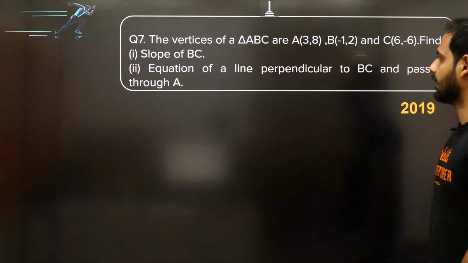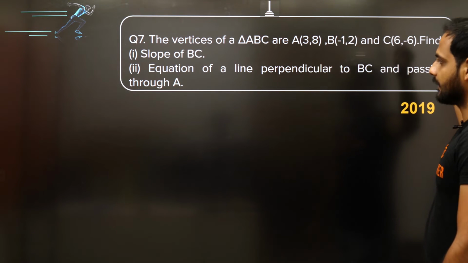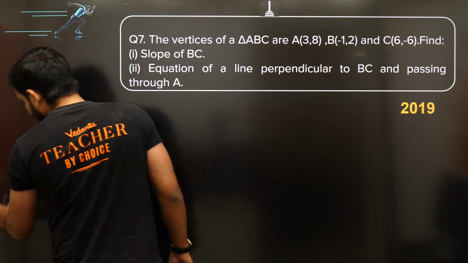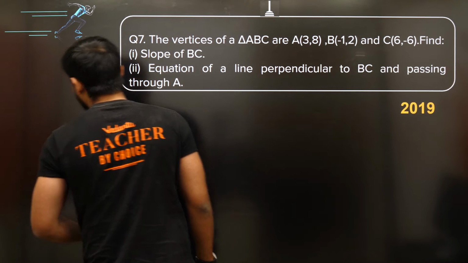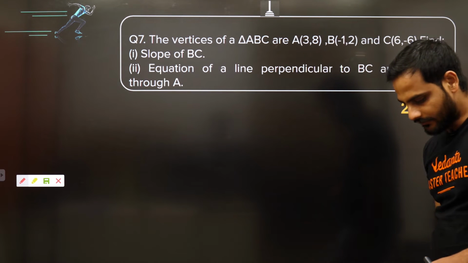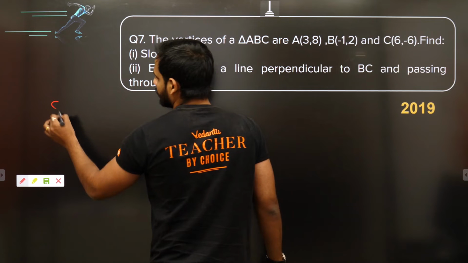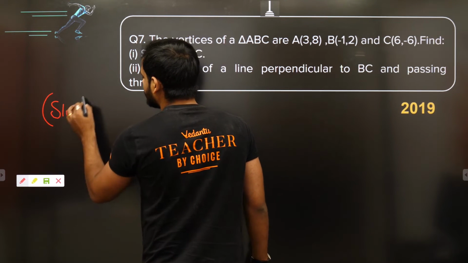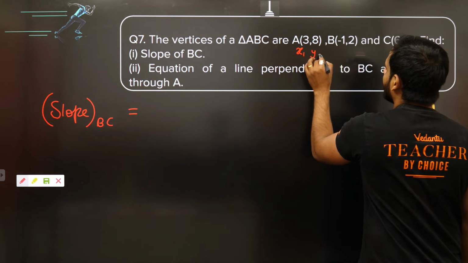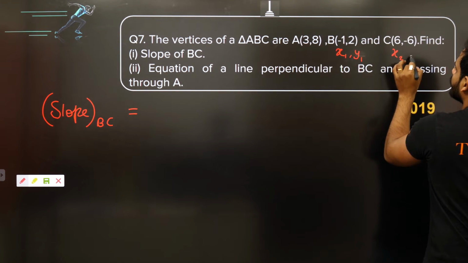So the next question we have is this. The vertices of a triangle ABC are A, B and C. Find the slope of BC. So if they have given me the coordinates of B and C, I can easily say y2 minus y1 upon x2 minus x1. So I can say the slope of BC will be, let us say, I will take B as x1 comma y1 and this as x2 comma y2.